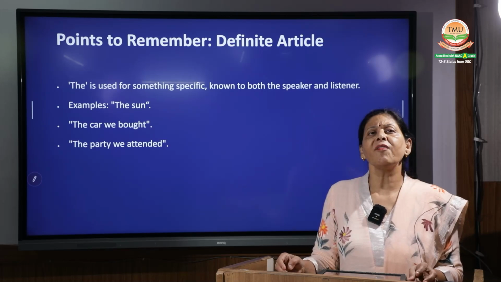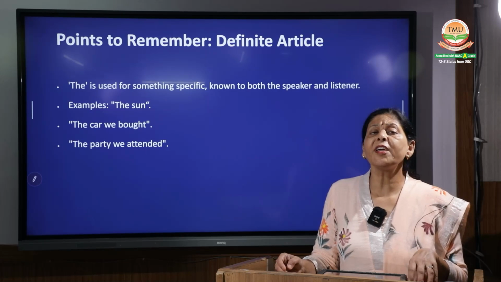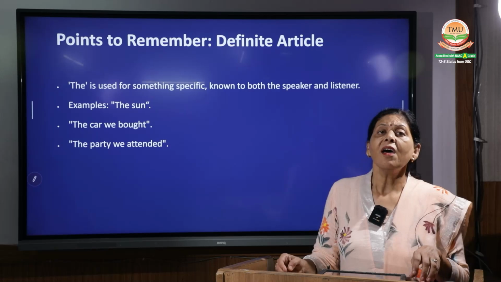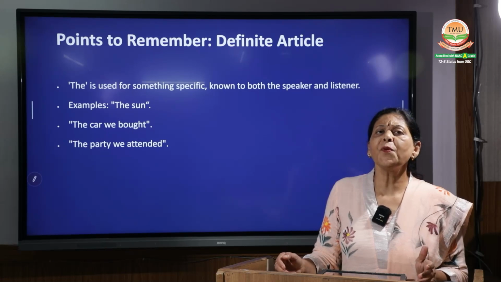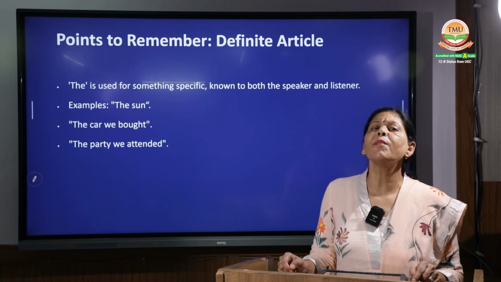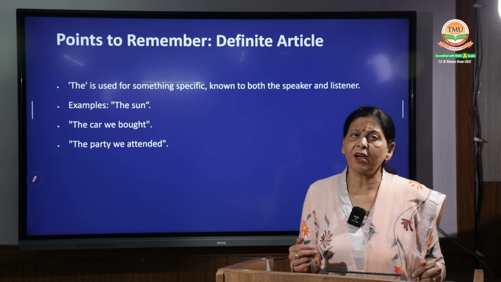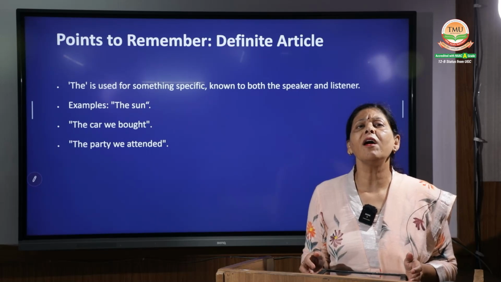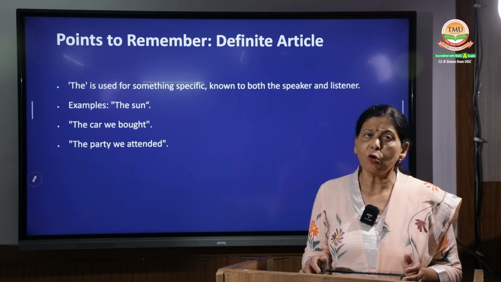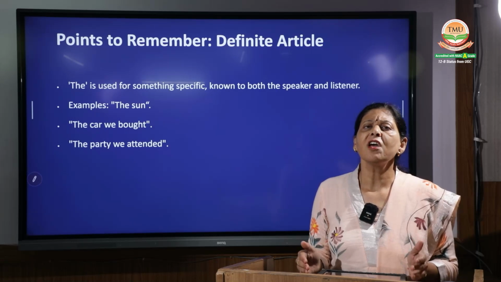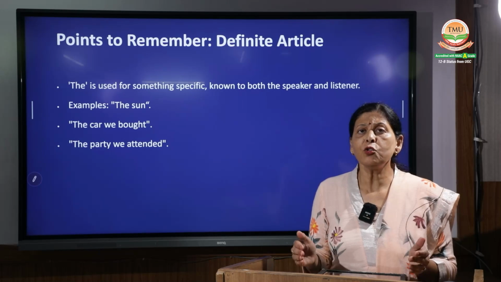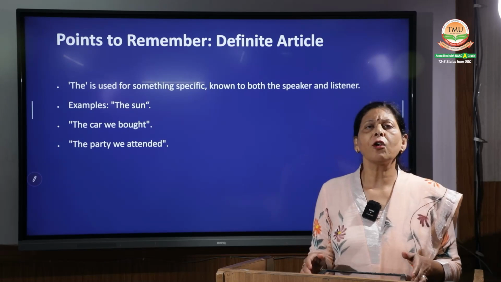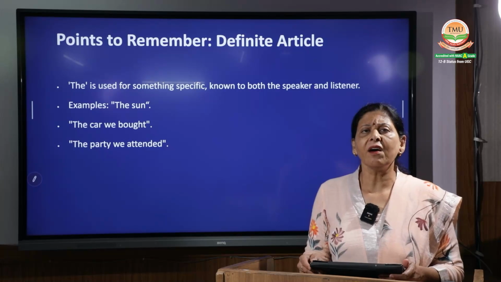Means the sweeper I am referring to. The listener and the speaker both know which sweeper I am referring to. The person to whom I am speaking also knows which sweeper I am referring to. So the is used in front. The is used for things which are known to both the speaker and the listener.